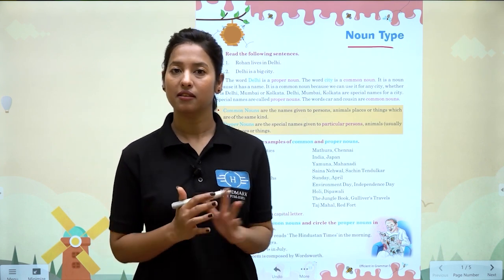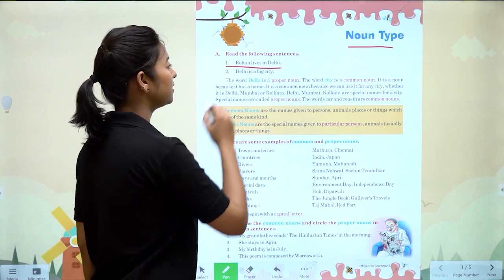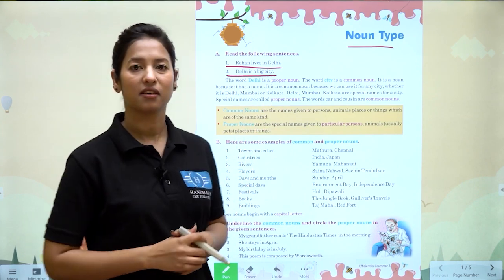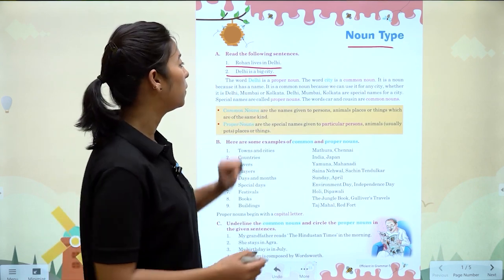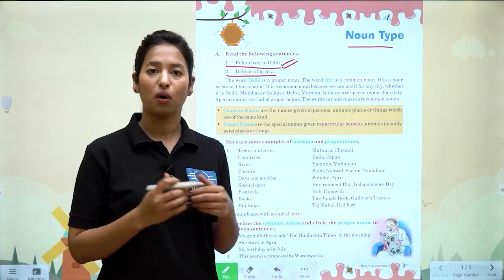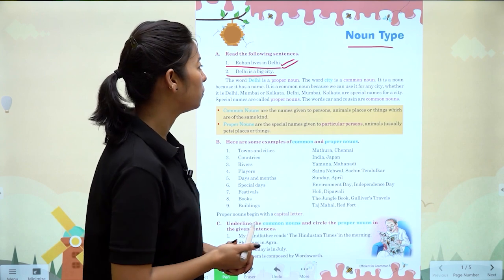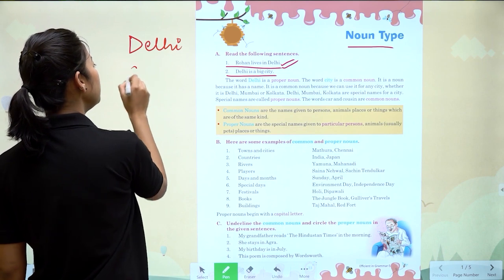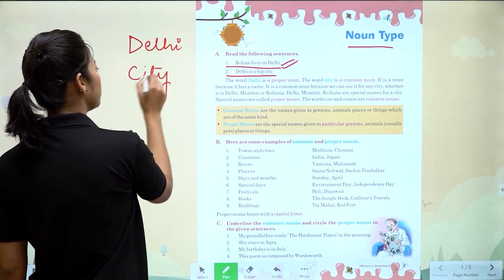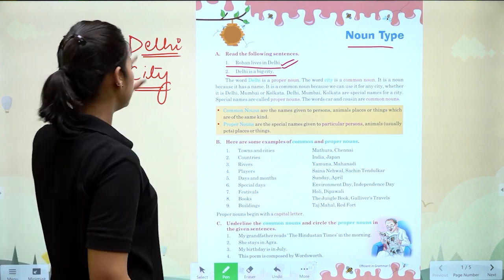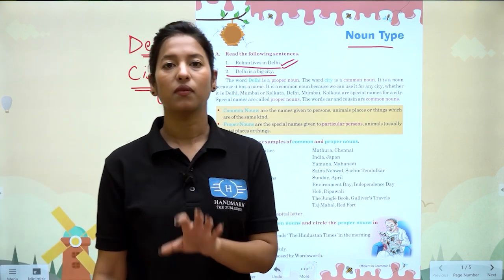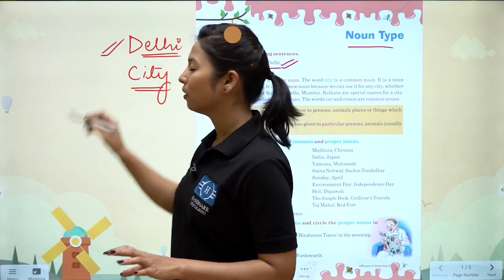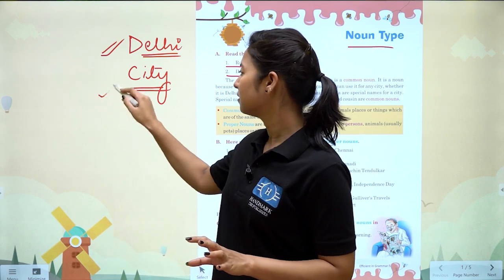Children, let's see these examples first. Rohan lives in Delhi, and the second sentence is Delhi is a big city. Here the word Delhi is the name of a city. So here we have two words. First word is Delhi and second word is city. We know that Delhi is a city. So here we are talking about the common and proper noun. Proper noun is Delhi while common noun is city.